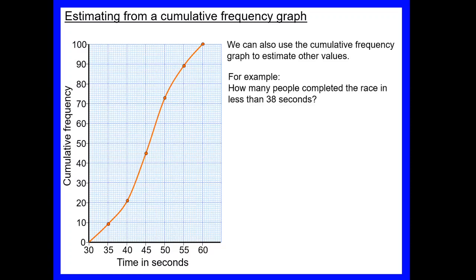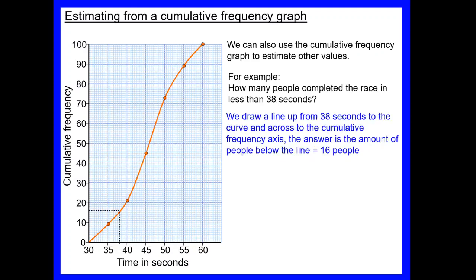As well as finding the median and interquartile range, we could be asked to estimate other values from our cumulative frequency graph. So how many people completed the race in less than 38 seconds? So this time we're reading from our horizontal axis. So we're going to go across till we get to 38 and then up to the curve and across, and that gives us a reading of 16 people.